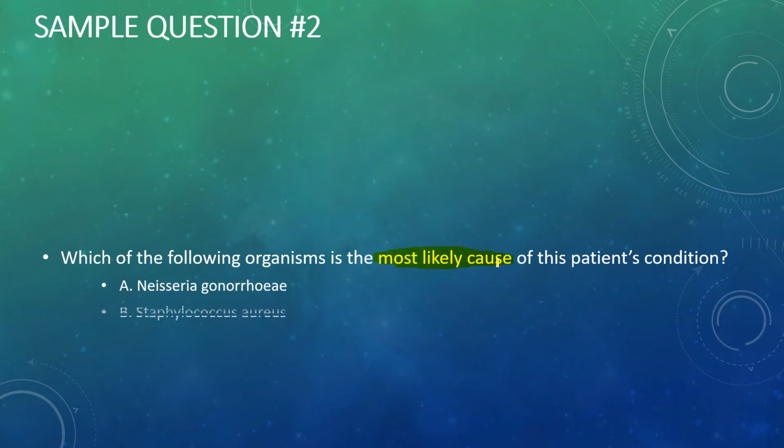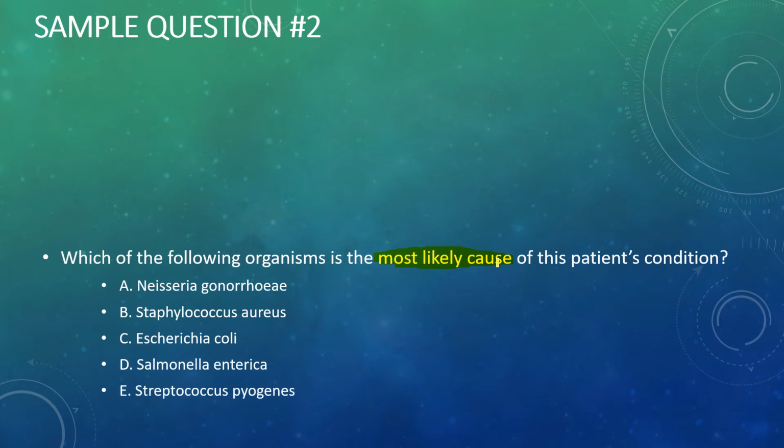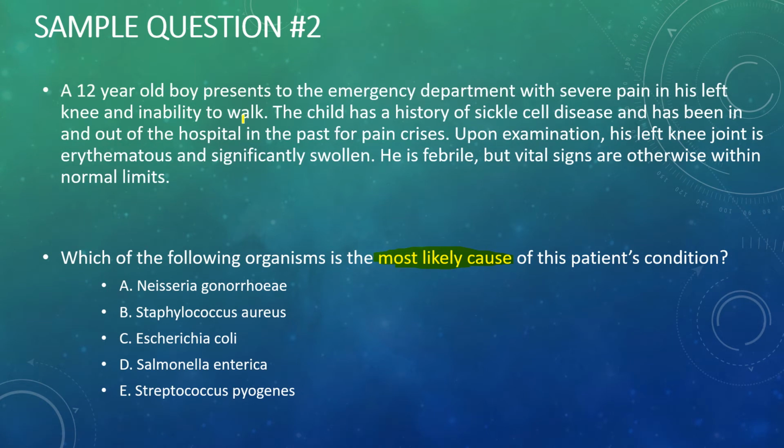Neisseria gonorrhea, Staph aureus, E. coli, Salmonella enterica, or Strep pyogenes. So we have a bunch of bacterial options here. We need to find out what's going on. So a 12-year-old boy presents to the emergency department with severe pain in his left knee and inability to walk. Okay, so the important thing is 12-year-old boy, severe pain in his left knee, and inability to walk. The child has a history of sickle cell disease, so that's a key feature. Sickle cell disease, and has been in and out of the hospital in the past for pain crises.